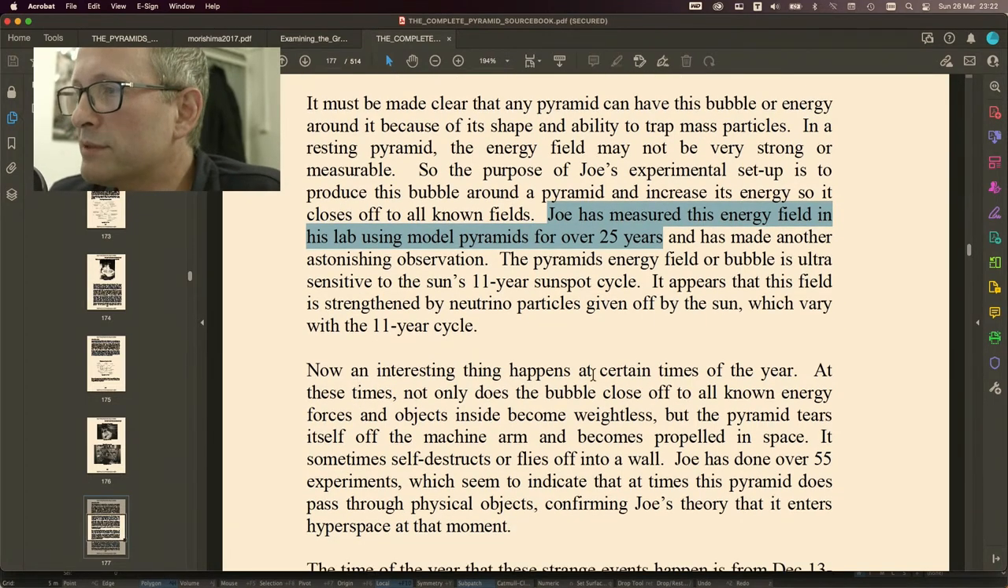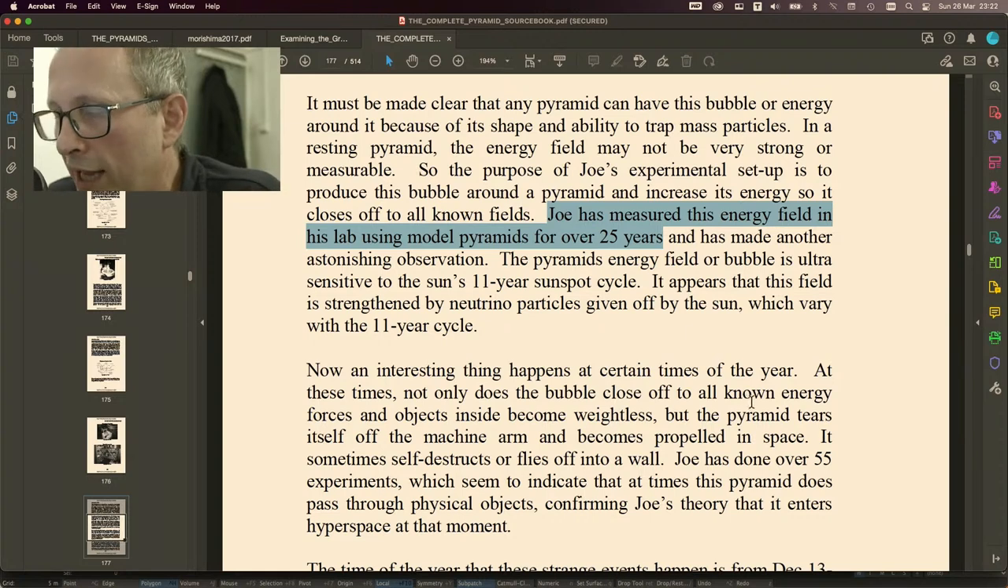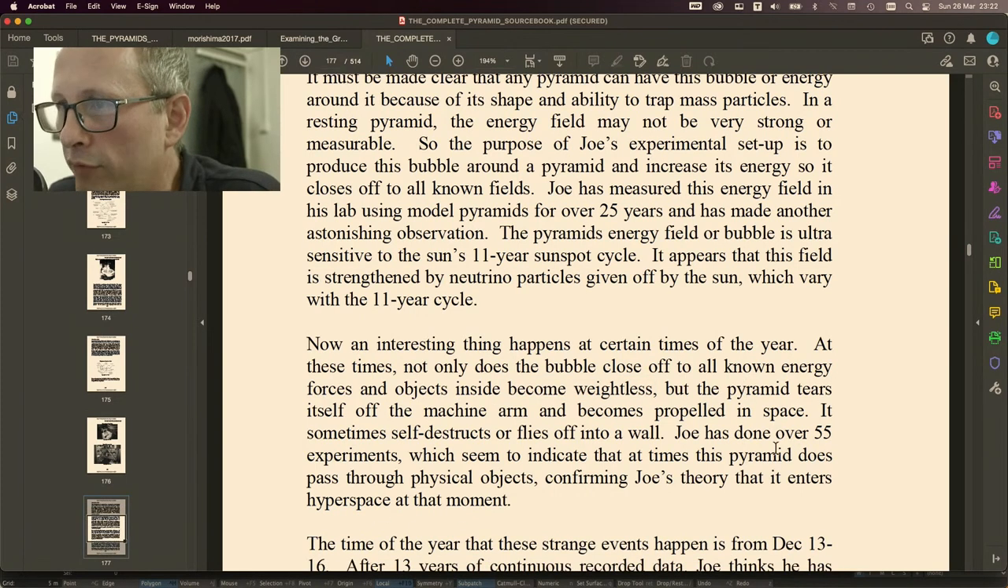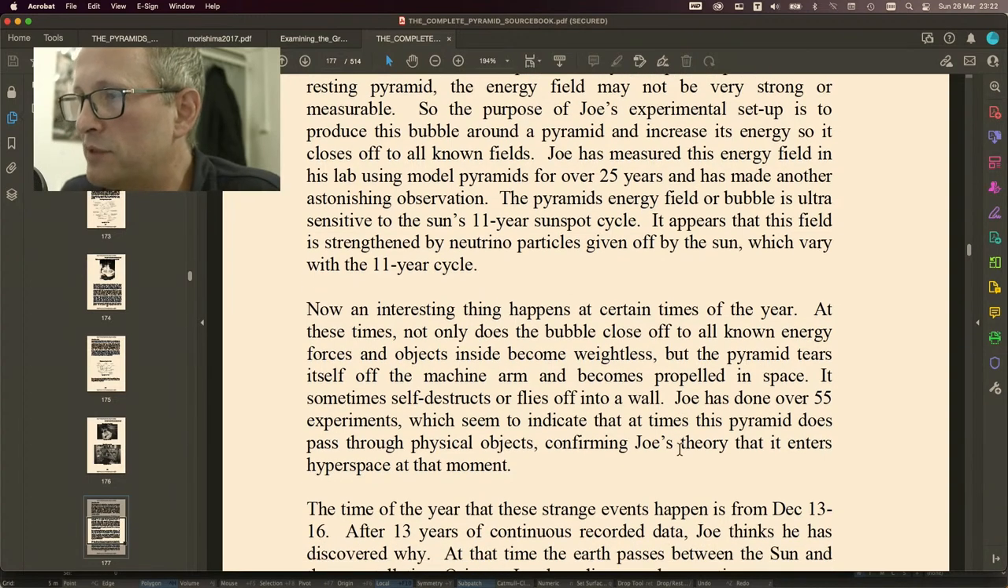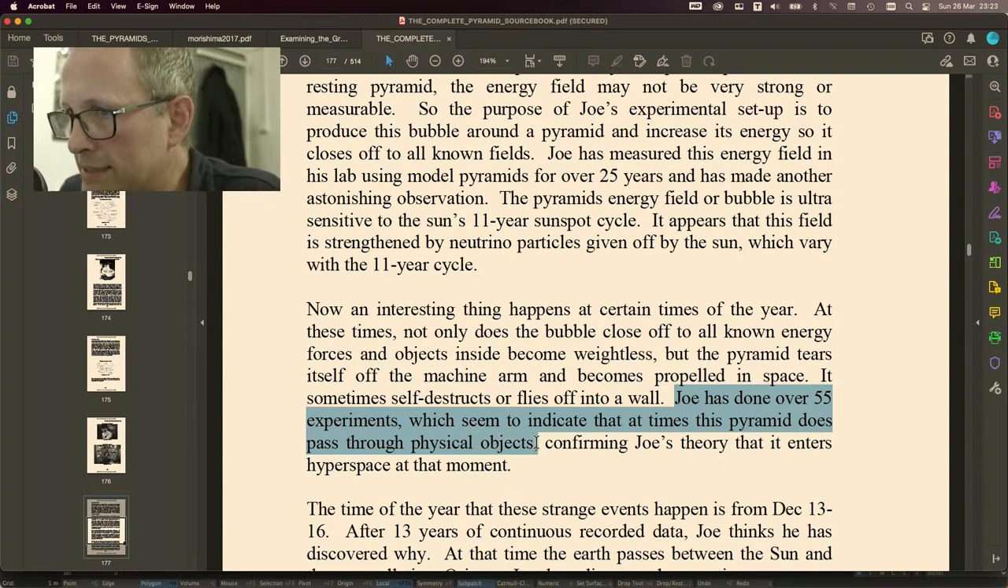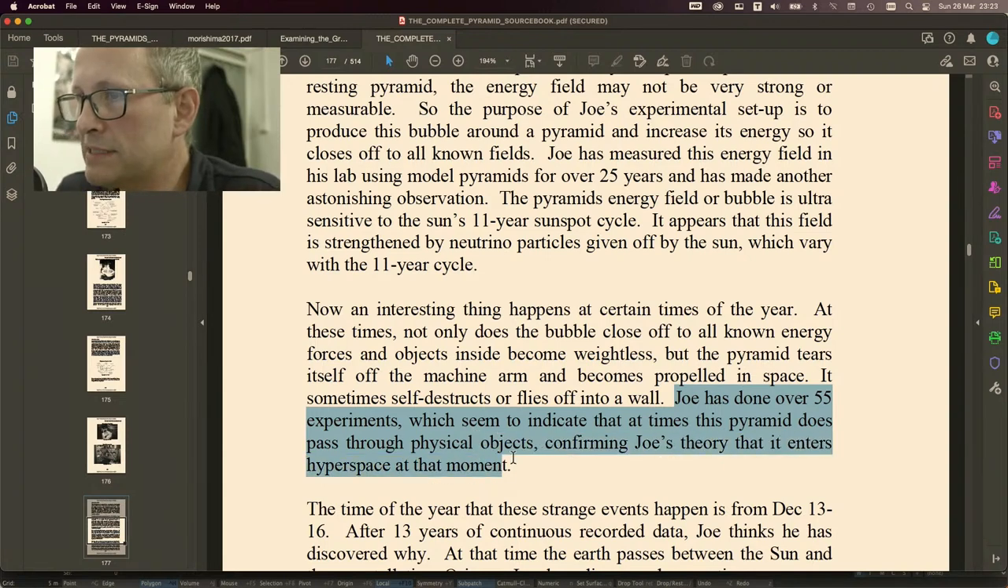Now, an interesting thing happens at certain times of the year. At these times, not only does the bubble close off to all known energy forces and objects inside become weightless, but the pyramid tears itself off the machine arm and becomes propelled in space. It sometimes self-destructs or flies off into a wall. Joe has done over 55 experiments which seem to indicate that at times, this pyramid does pass through physical objects, confirming Joe's theory that it enters hyperspace at that moment.